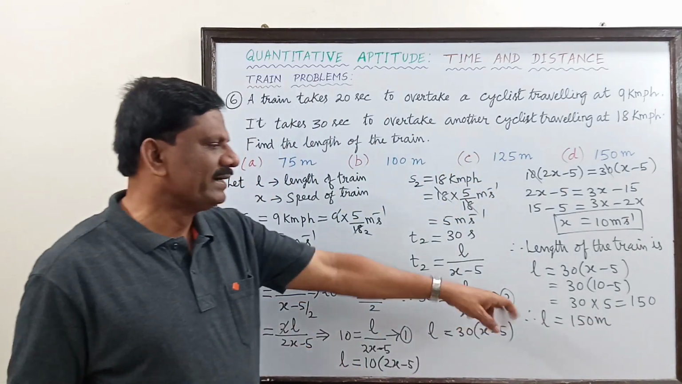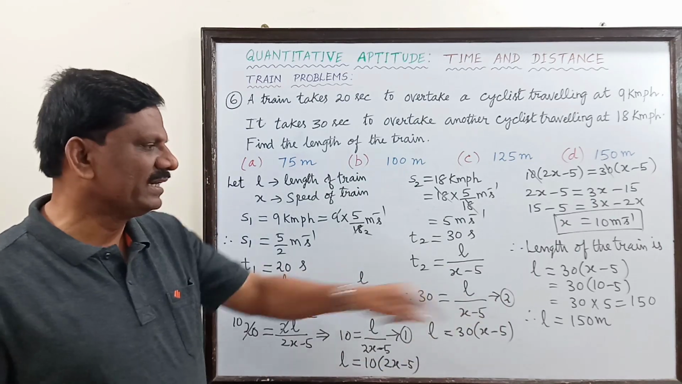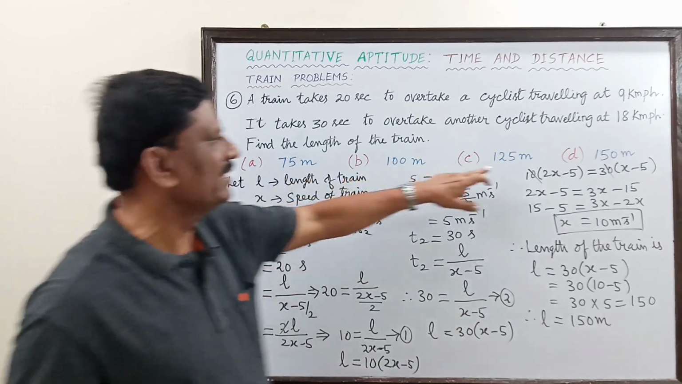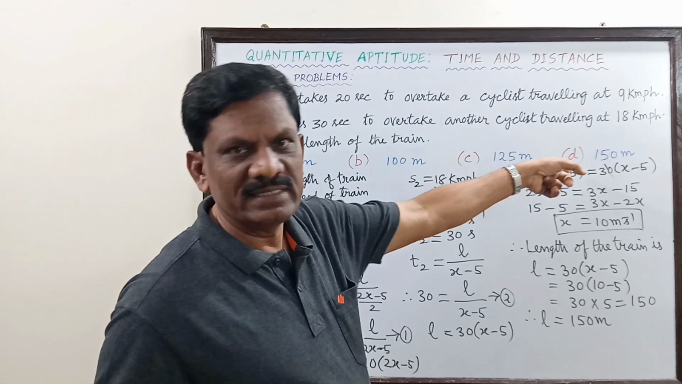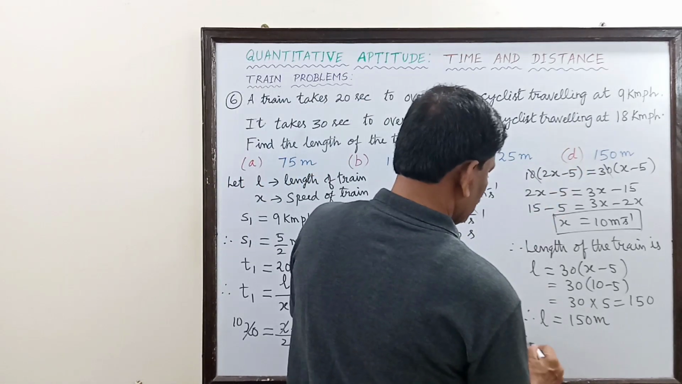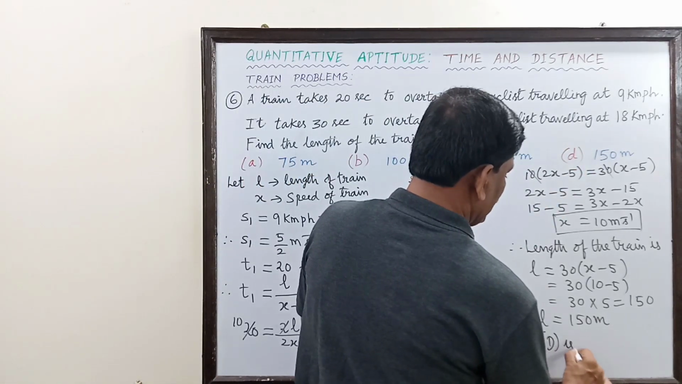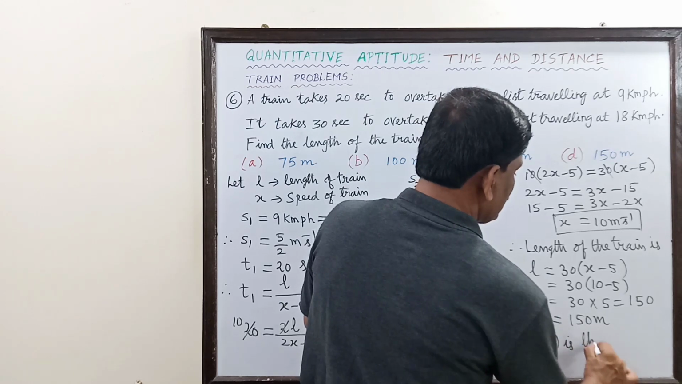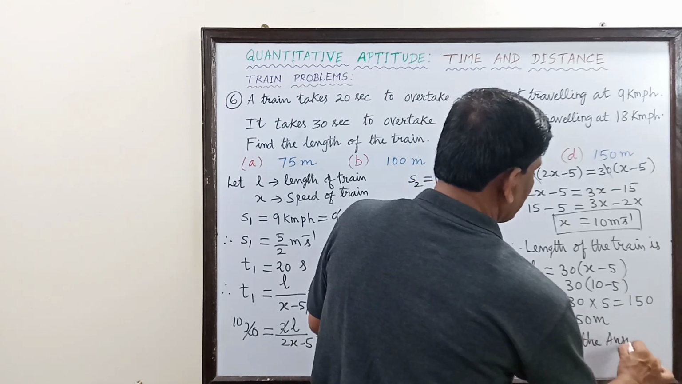So we have determined the length of the train is 150 meters, which is the right answer. You see here, option D is the correct answer. Therefore, option D is the correct answer.